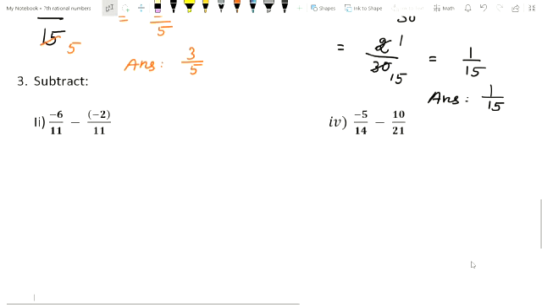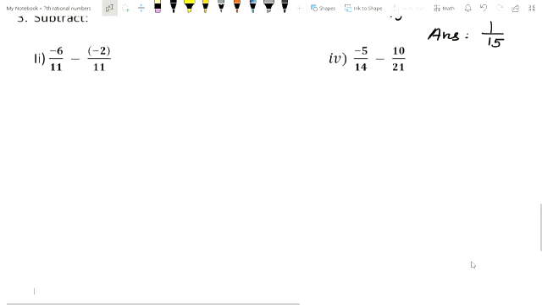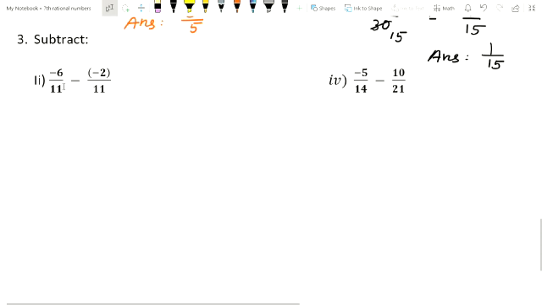The next one is subtraction. Subtract, the second one, minus 6 by 11 minus of minus 2 by 11. Okay. So here the common denominator is 11. Write the numerator as it is, minus 6 minus of minus 2. First you simplify this bracket.